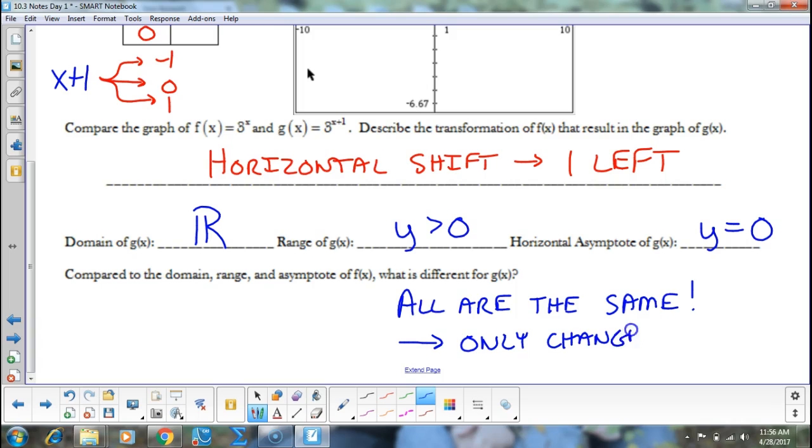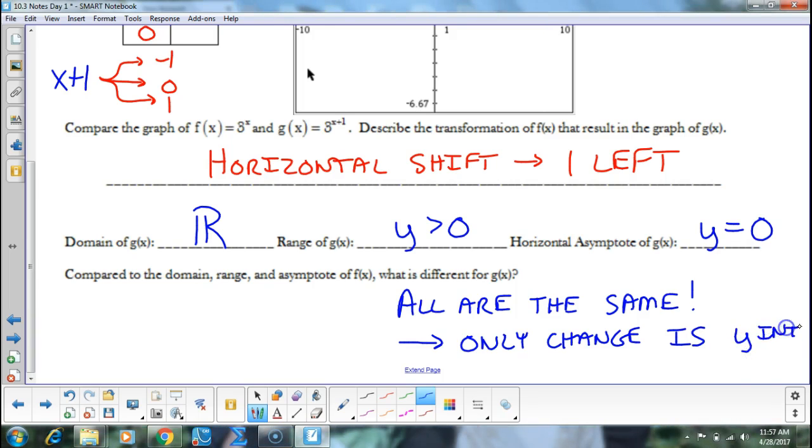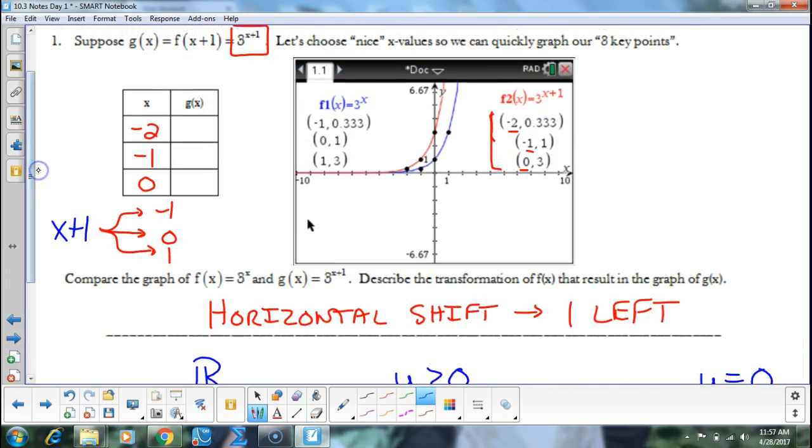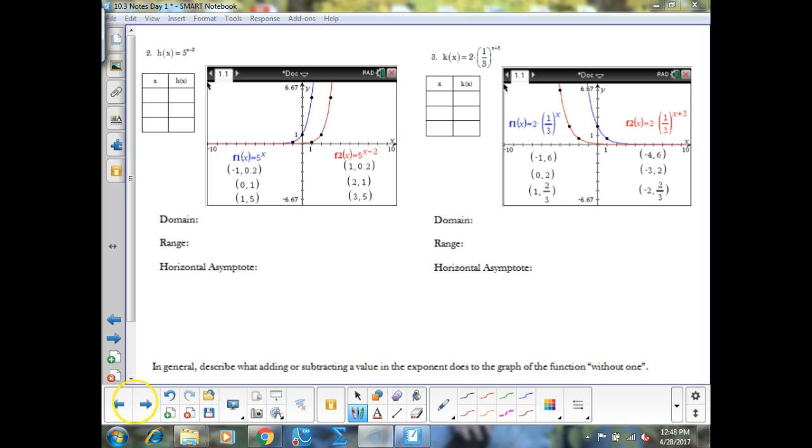Technically, the question just says about these three, so nothing changes. That's why they're all the same, but the only change then would be the y-intercept, because it went from, what did it go from? Went from 1 to 3. Yep. Thanks.